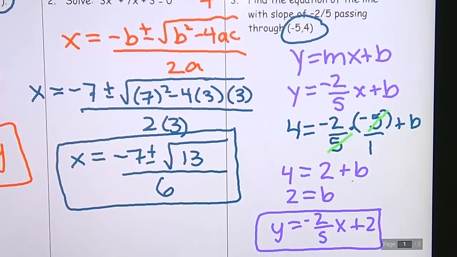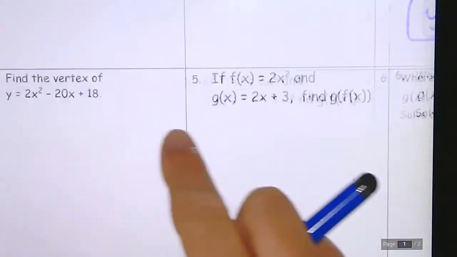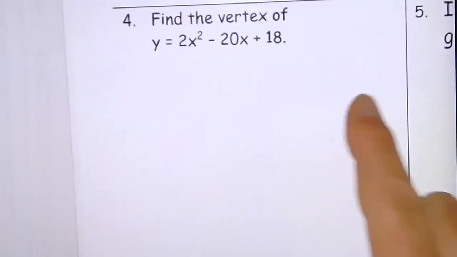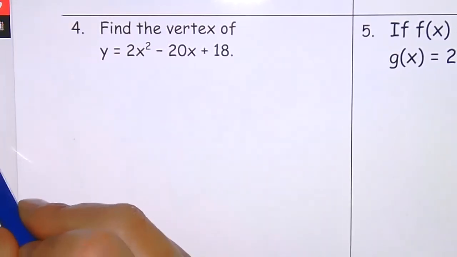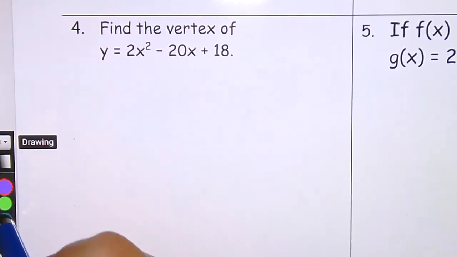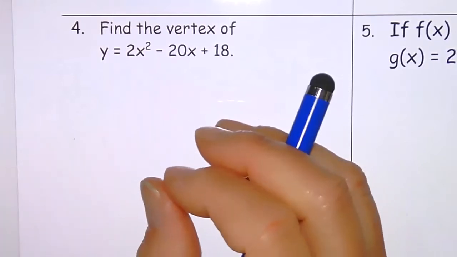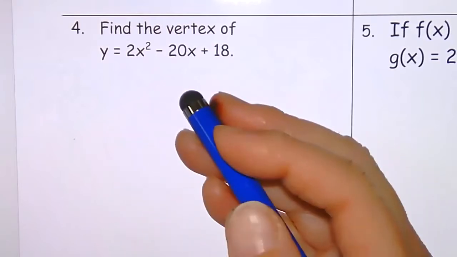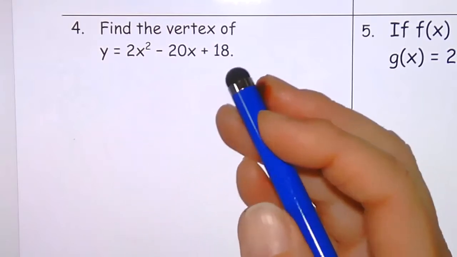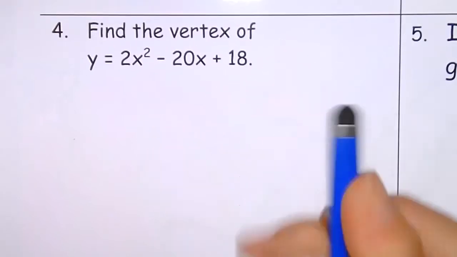Number 4. So on number 4, I want to find the vertex. And so to find the vertex, I can do one of two things. I can complete the square, or I can also use a little formula, negative b over 2a. I'm going to first do it by completing the square.